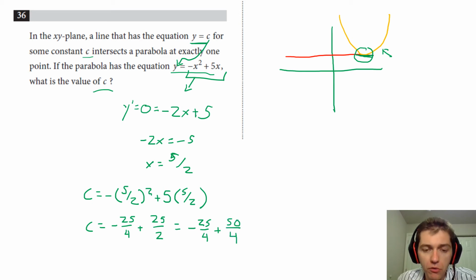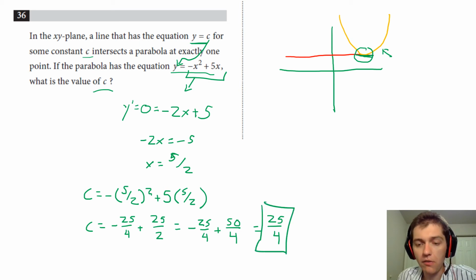Negative 25 plus 50 over 4 will leave you with a positive 25 over 4, and that's all you have to do. That's all the further you have to take it. You can bubble in on your equation sheet 25 over 4.